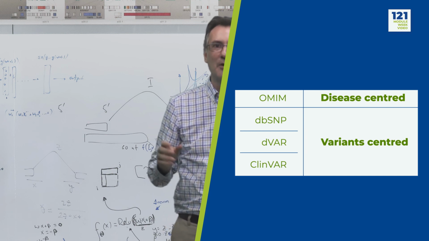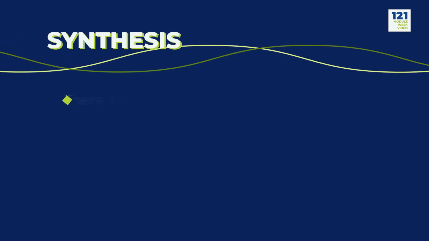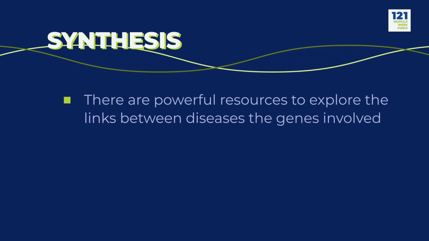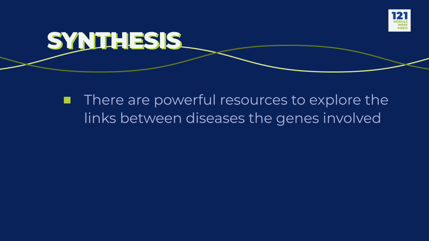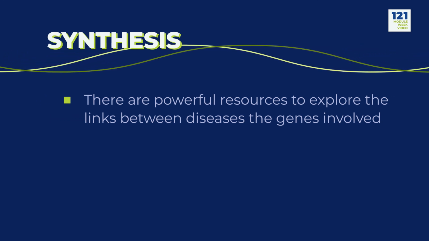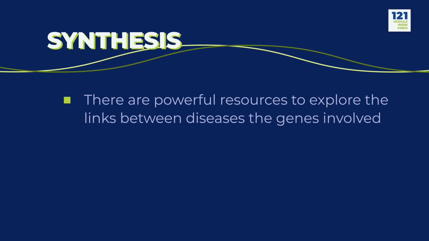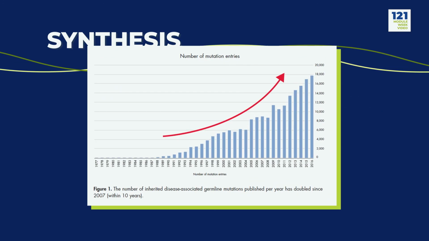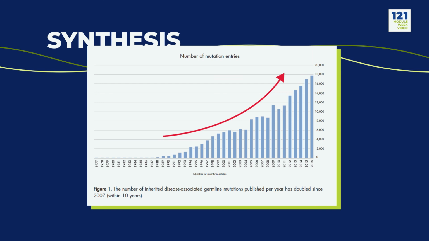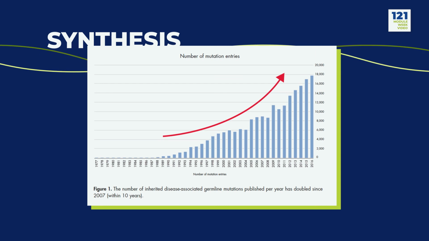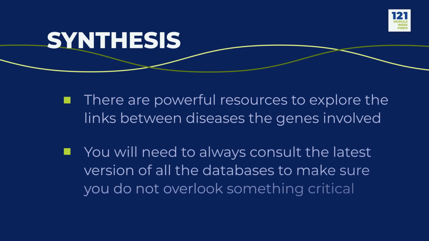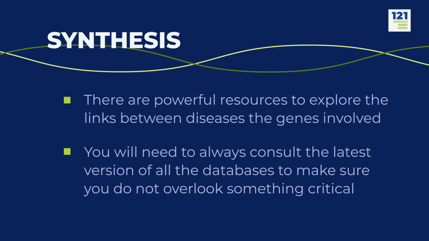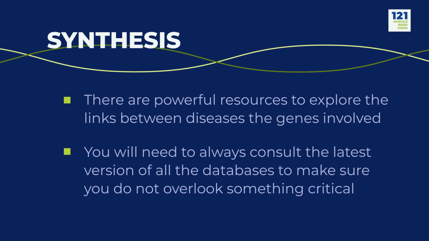So, time to wrap up. What we have seen today is that powerful resources exist to explore the links between diseases having a genetic cause and the genes likely to be involved. These resources are very important, but bear in mind that they're being fed with fast-growing data. As shown on this figure, the number of mutations associated with germline diseases is increasing very fast. In practice, it means that you will need to always consult the latest version of these databases, and it also means that you will need to consult all the databases to make sure you do not overlook anything critical.